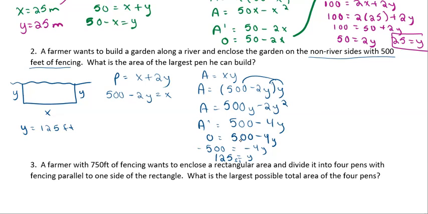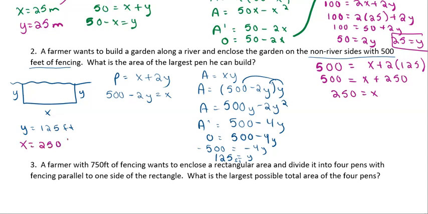Well, we have a little bit of information. We don't have the information on the area, so we can't put it back into this equation. We do have the information on the perimeter, so we can put it back into the perimeter equation. So going back to our perimeter equation, that'll look like 500 equals x, which we don't know, plus 2 times y, which is 125. So that'll give us 500 equals x plus 2 times 125 is 250. Subtract 250 from both sides, and it looks like we get 250 for x. So 250 feet.